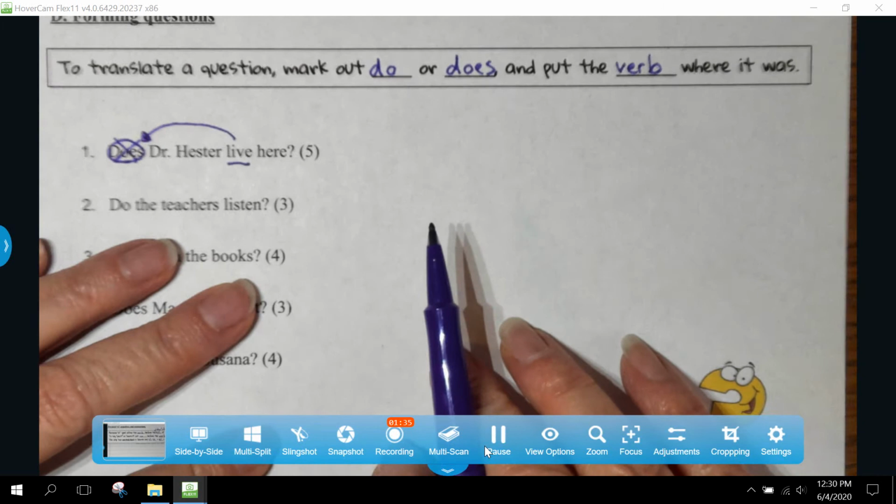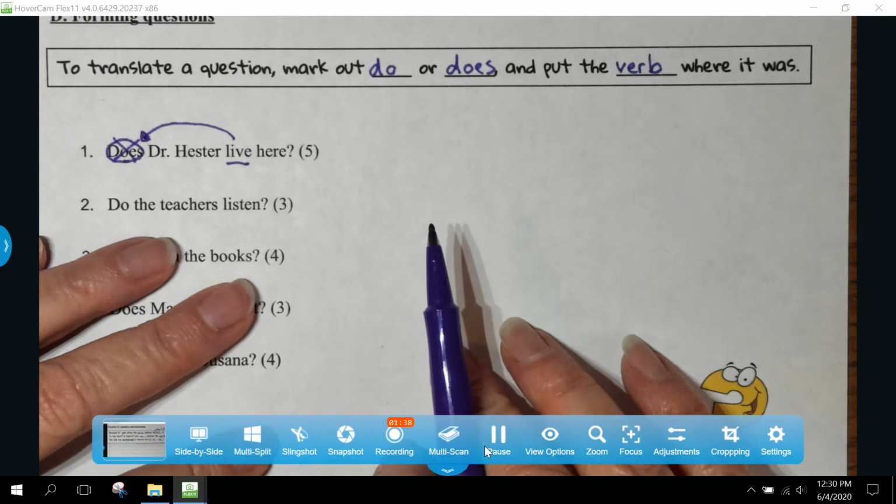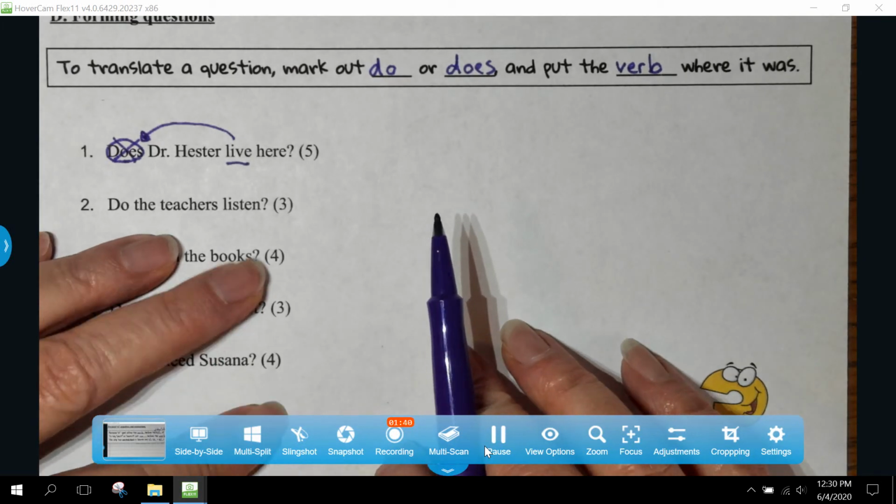I will not count off for this. I'm sorry, I don't know why it's going out of focus, probably because my hands are moving.